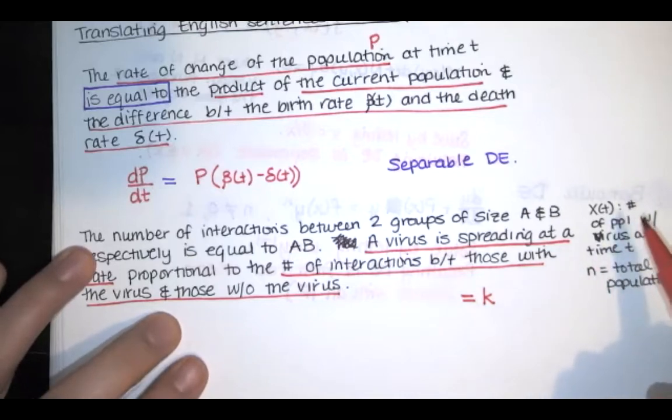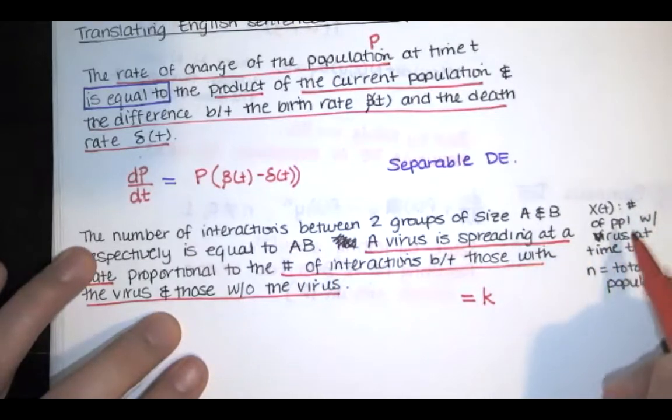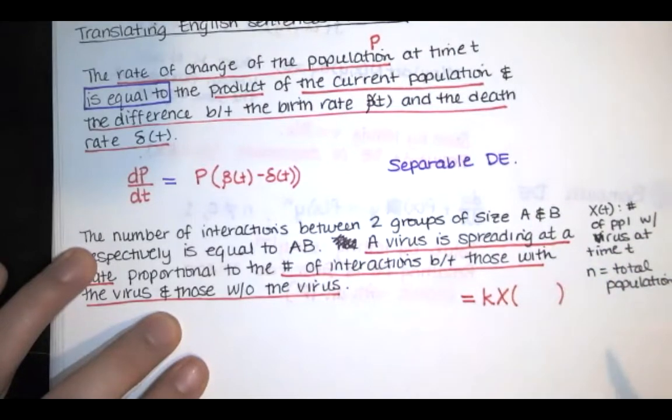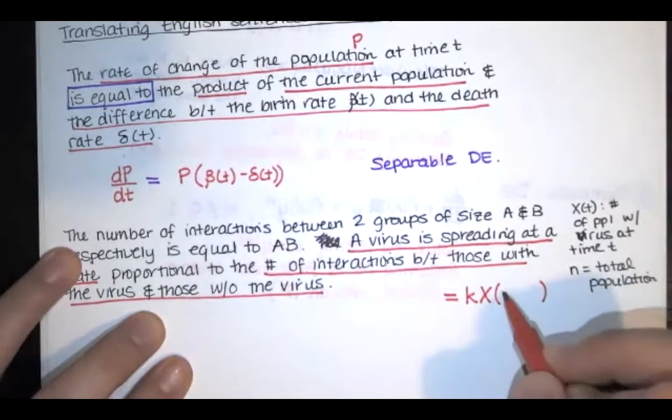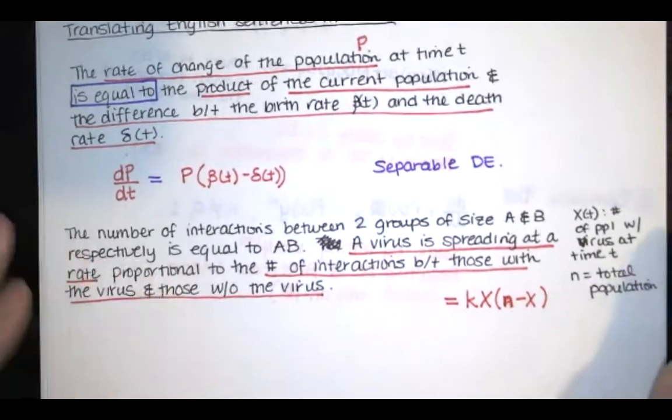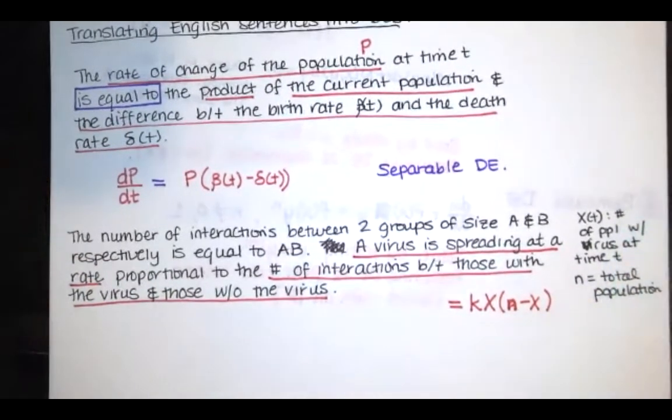So I'll have the number of people with the virus is X, and then the number of people without the virus is everyone else. If there are N people in the population, N minus X people don't have the virus. Now, this is not taking immunity into account or anything like that. So that's the right-hand side.